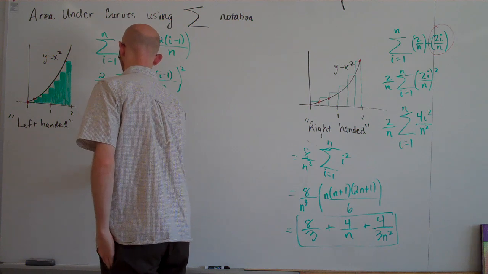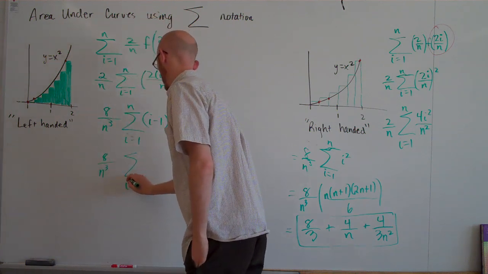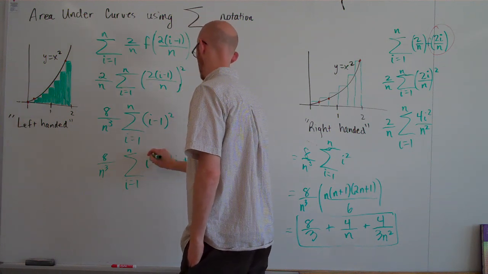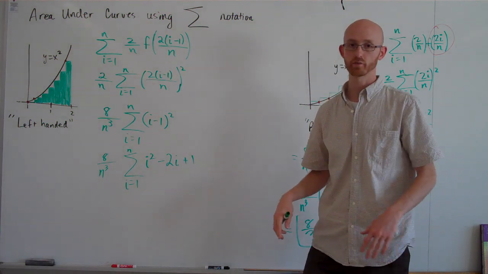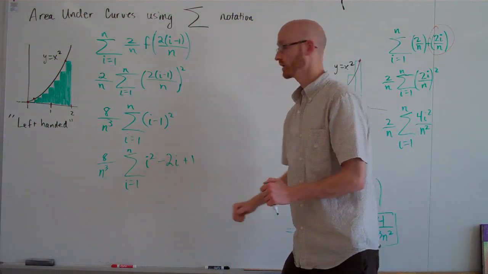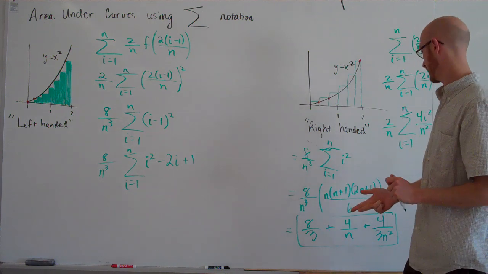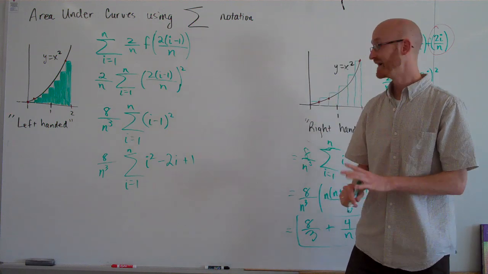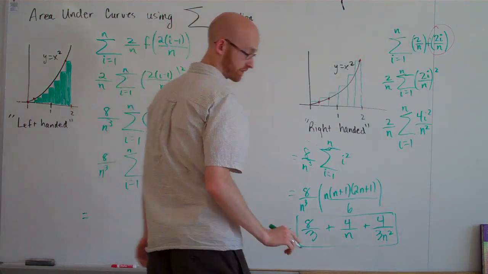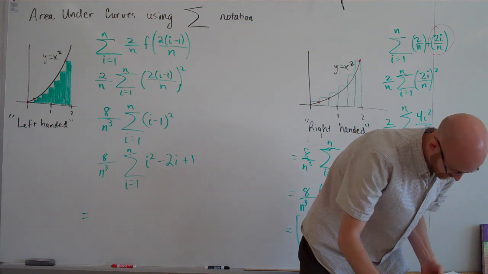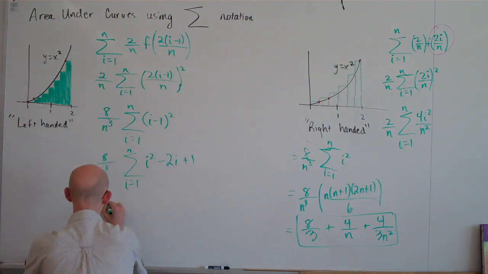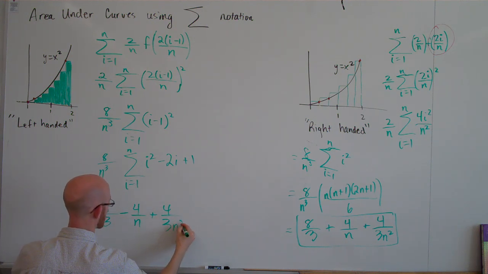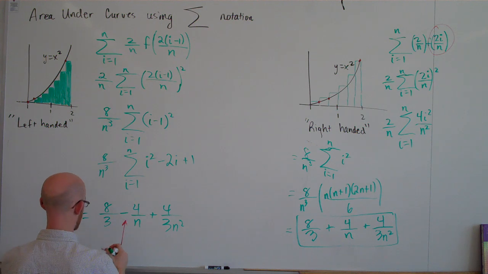Problem here is, you're going to have the sum from i equals 1 to n of i squared minus 2i plus 1. Now each of these has a separate formula associated with it. Remember, the i squared one is n times n plus 1 times 2n plus 1 over 6. The i one is n times n plus 1 over 2, and then this would just be 1 times n. I'll leave it to you to verify, after a whole lot of work, that this one is equal to the same thing as before, but minus 4 over n plus 4 over 3n squared. So the only difference is that sign right there.